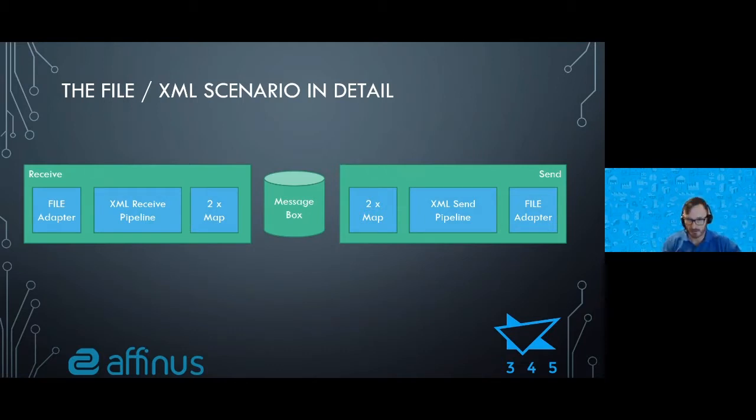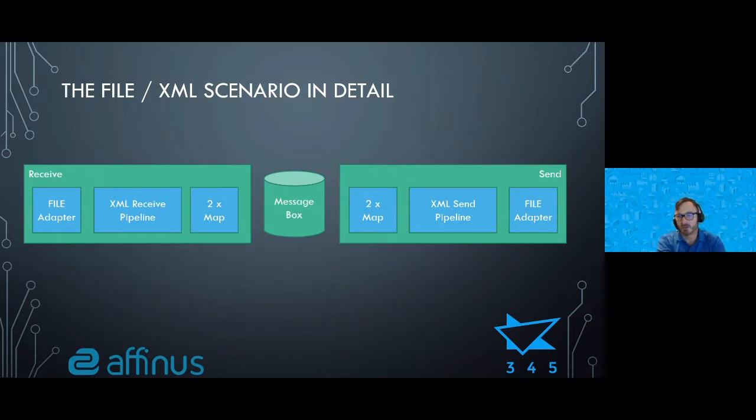So it'll promote the message type. It will promote what the root node is and all that sort of thing. And then in this scenario there are two maps on the receive side as well. So depending on what the message type is in XML, that will be used to select the appropriate map before publishing that message into the message box.